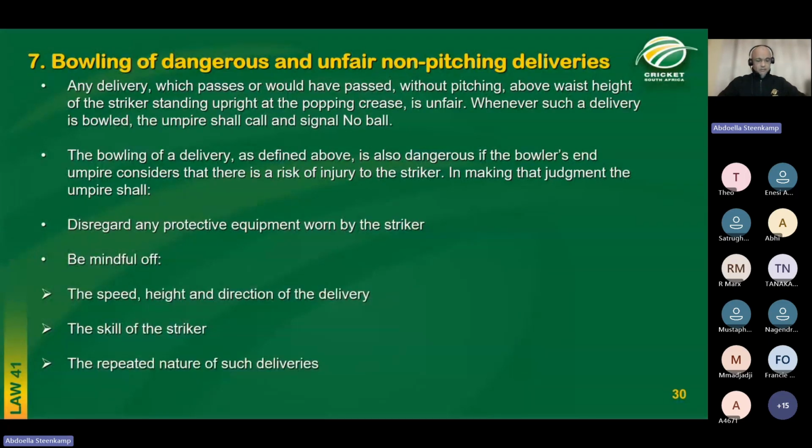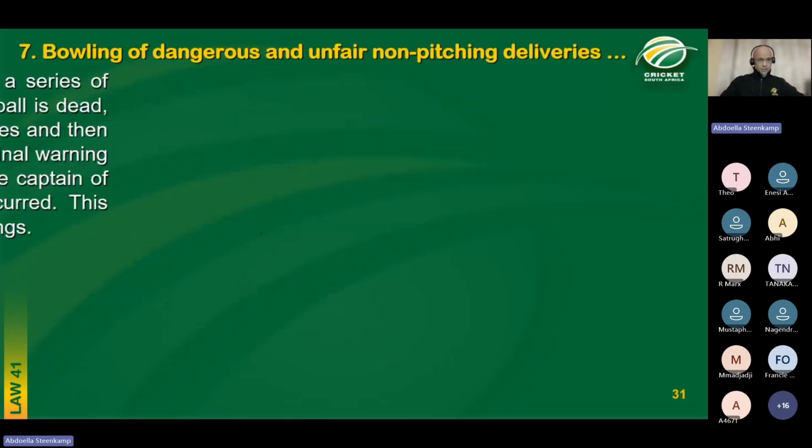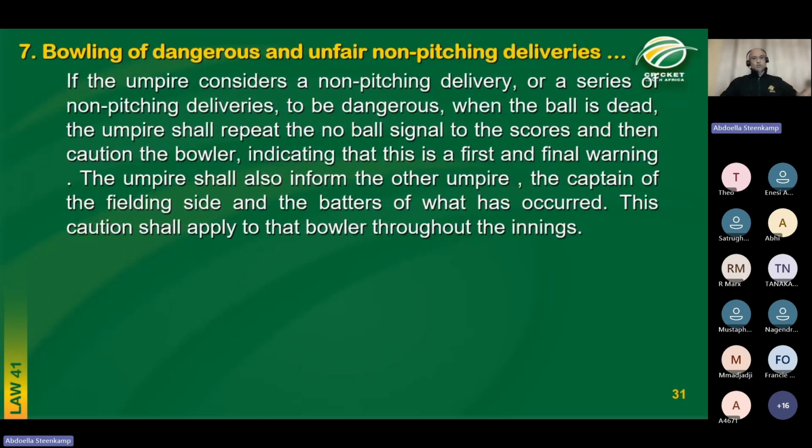I know there's a few points that you need to take into account, but the judgment call that now you need to make is, so your first judgment call is whether it's above waist height, striker standing upright at the popping crease. So if yes, you need to call and signal no ball. Then there's another judgment call that you need to make, whether that delivery was dangerous or not, whether there was a risk of injury to the striker. And if the answer to that question is yes, there was a risk of injury to the striker, you need to do the following.